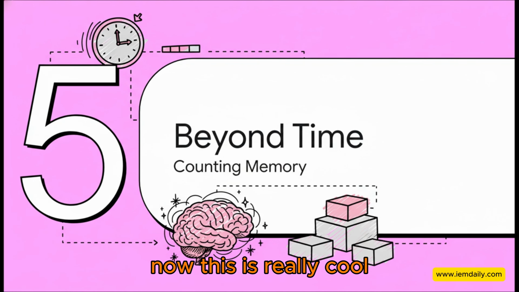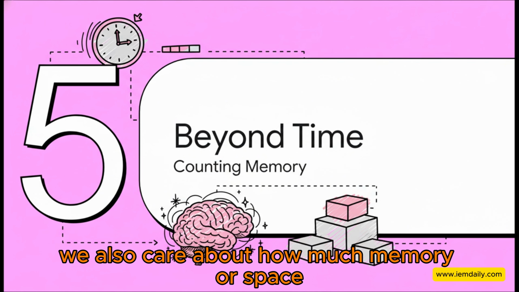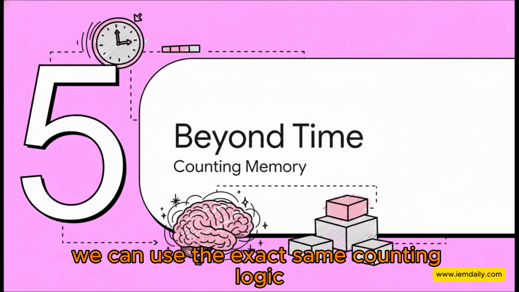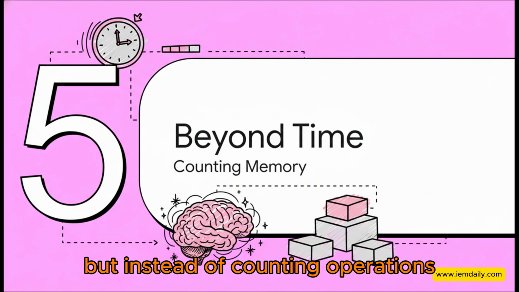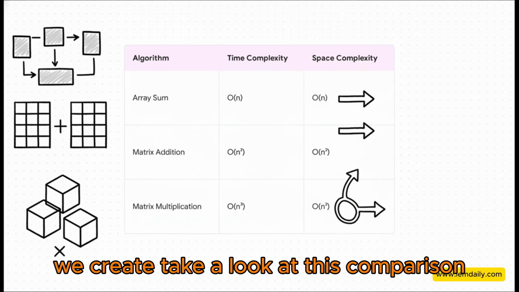Now this is really cool. Time isn't the only thing we can measure. We also care about how much memory or space our code uses. And the great news is we can use the exact same counting logic to figure out an algorithm's space complexity. But instead of counting operations, we just count the variables and data structures we create. Take a look at this comparison.